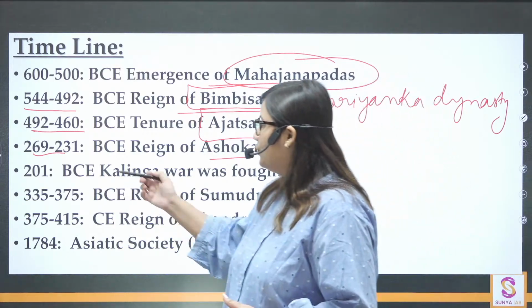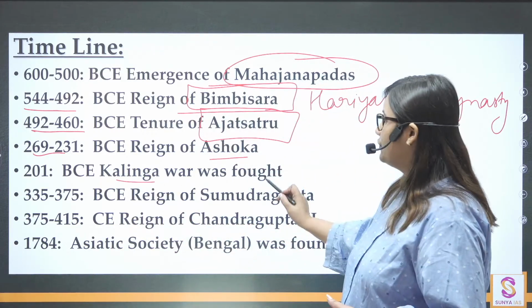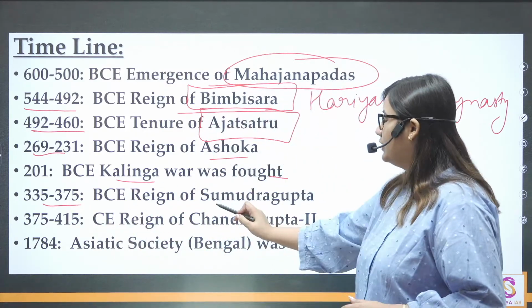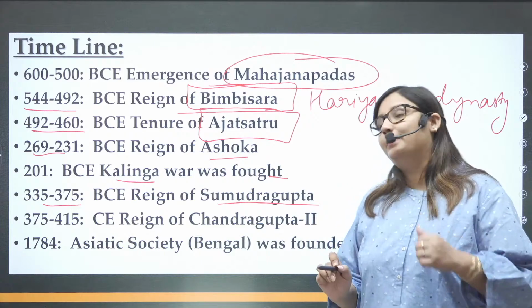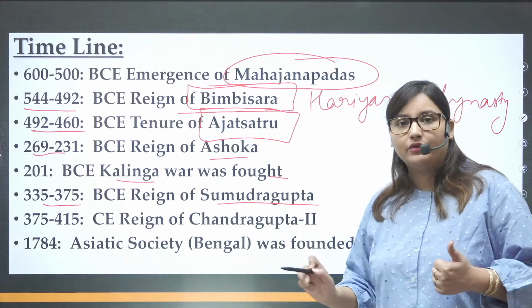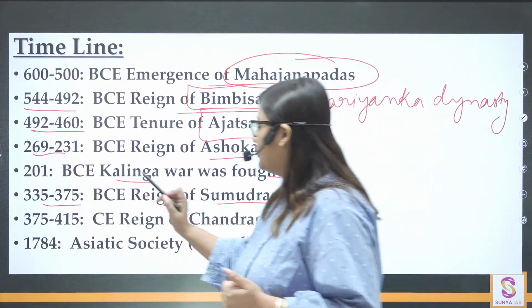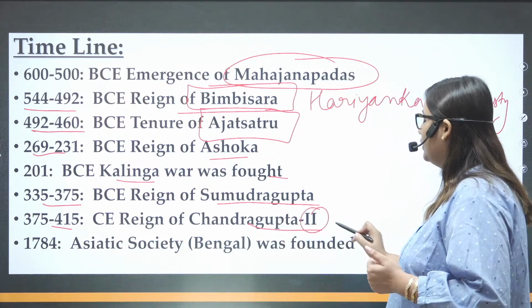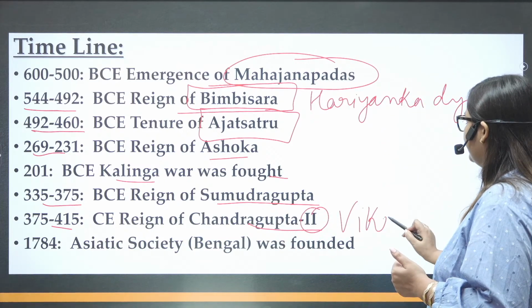And then in 261 BC, the Kalinga war was fought. Then from 335 to 375, the reign of Samudragupta came, the best ruler of the Gupta Empire, very powerful. We will discuss it when we come to the Gupta Empire. Then from 375 to 415, the reign of Chandragupta II was there, who is also known as Vikramaditya.